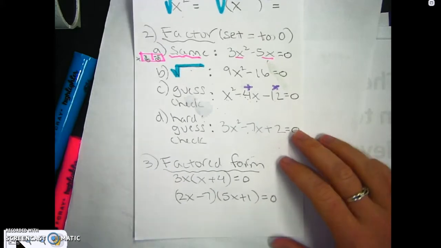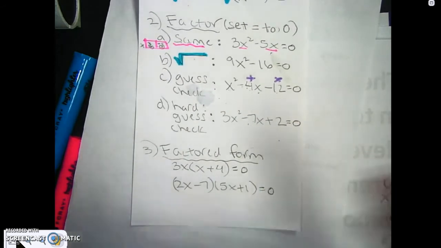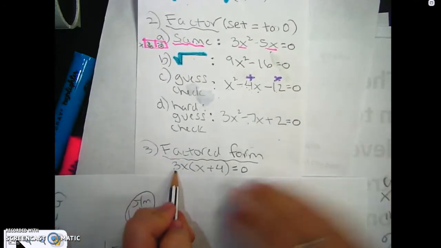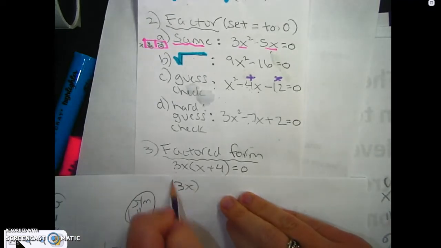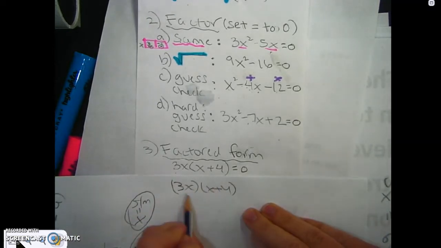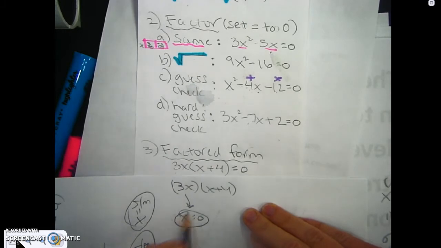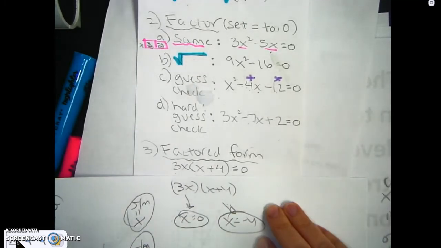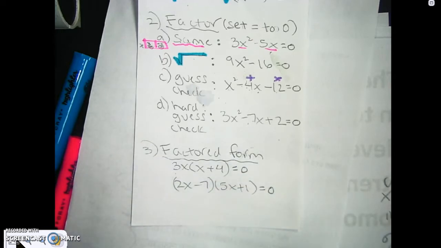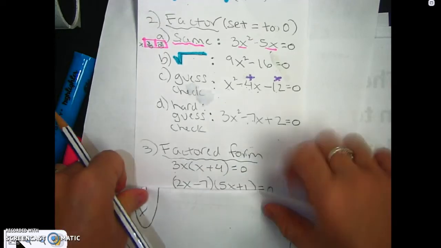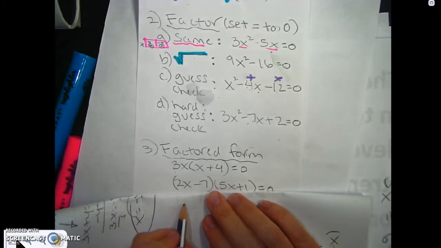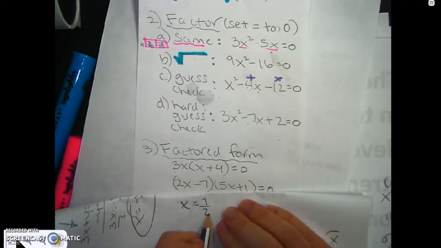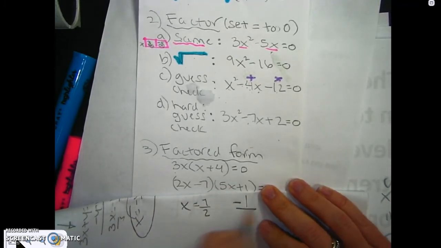Factored form. Factored form means it's already done for you. So all you got to do now is solve it. So if this doesn't have a parenthesis, you give it a parenthesis. So that would be x equals 0. And this would be x equals negative 4. For this one, they're just both going to be fractions. Add 7, divide by 2. Subtract 1, divide by 5. And there's the other one.